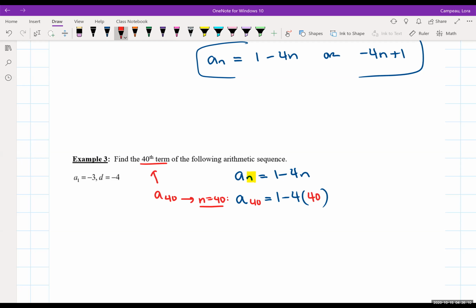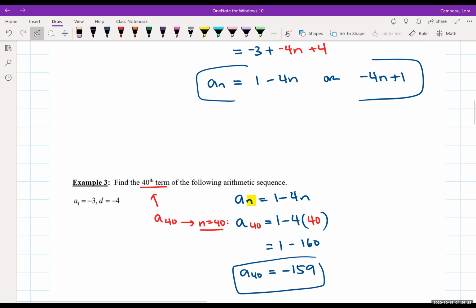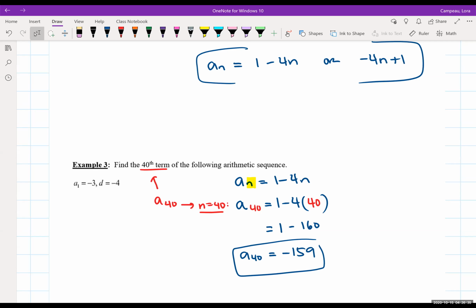So now we do the math, a little simplifying with the order of operations. We have 1. 4 times 40 is 160, but we're subtracting this off. So for the 40th term, 1 minus 160 would be -159. And it's really nice. If we do know the general term or the general formula, we can find subsequent terms, and it's pretty quick. So I hope this helps. I'll see you in the next example.